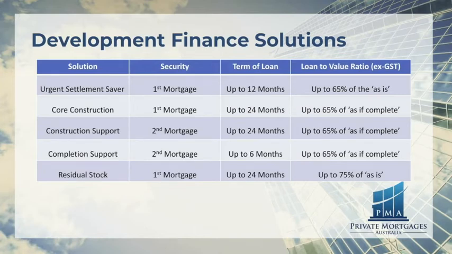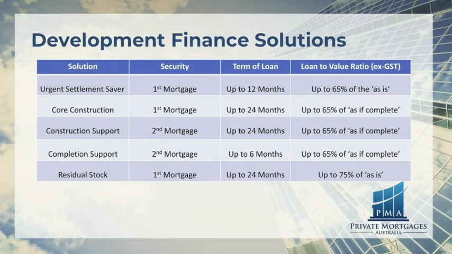So we've distilled it down to, we've got our first solution, which is the urgent settlement saver. Now, the security is first mortgages on a potential development site. We usually do this up to 12 months and up to 65% of the as-is valuation.